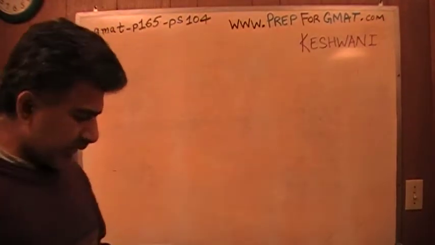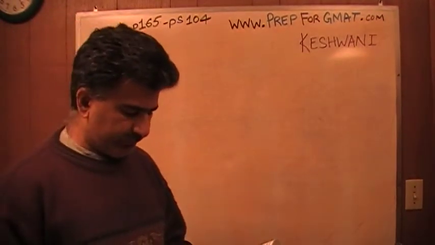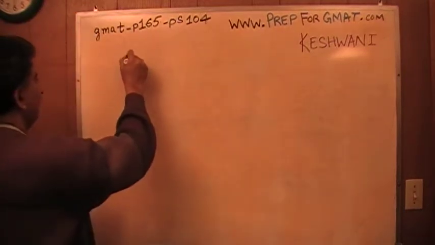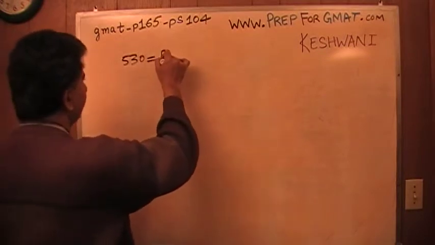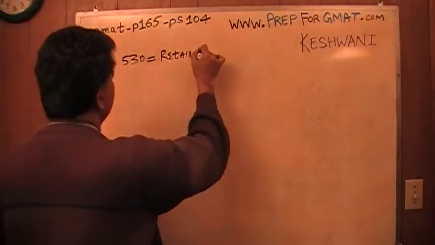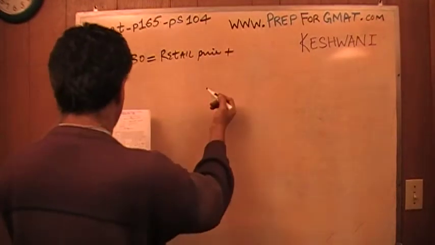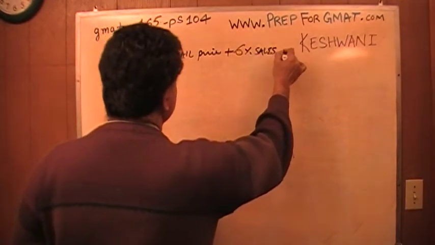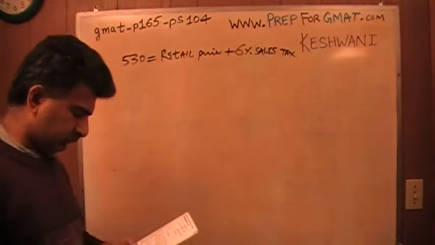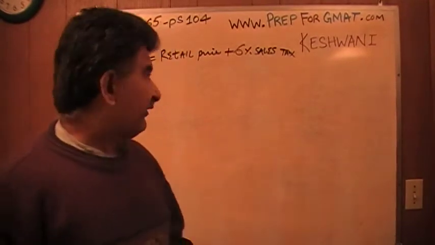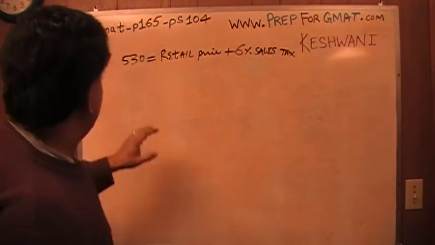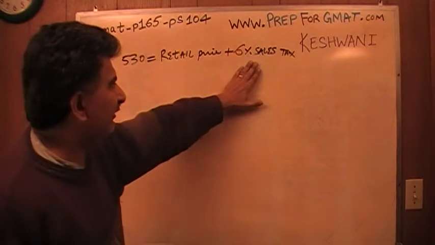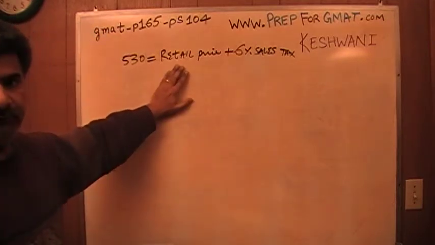We are told that Diana bought a stereo for $530, which was the retail price plus the 6%. So this $530 equals the retail price of the thing itself plus the 6% sales tax. Very first thing we need to figure out is, if this is the retail price plus the 6% sales tax, what must have been the retail price?